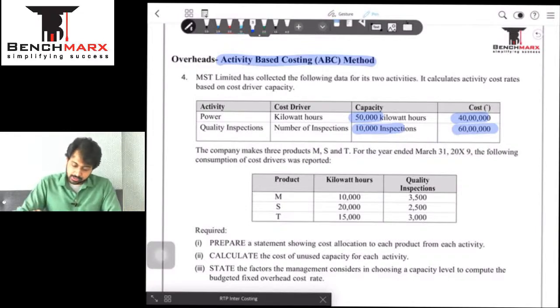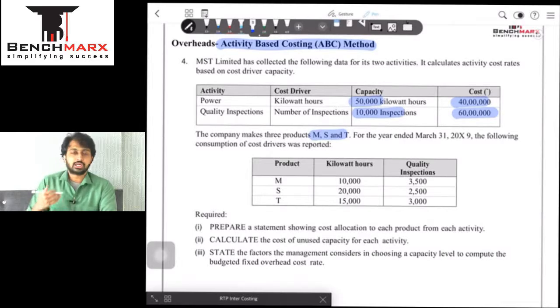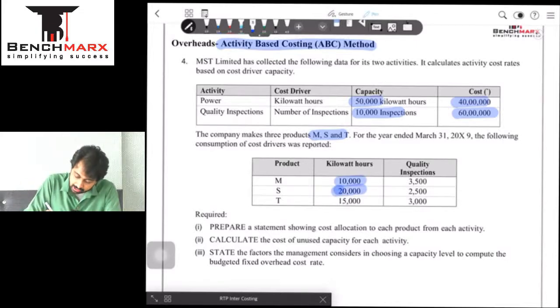That is normal. The company makes 3 products M, S and T. Okay. For the year ending 31st March 09, the following consumption of cost drivers was reported. So what cost driver each product has used, that is given. So depending on the cost driver rates and depending on the cost driver usage, I will allocate the cost to respective products. Here kilowatts is, M has used this much, S this much and T this much, and inspections M's this much, S's this much, T's this much.